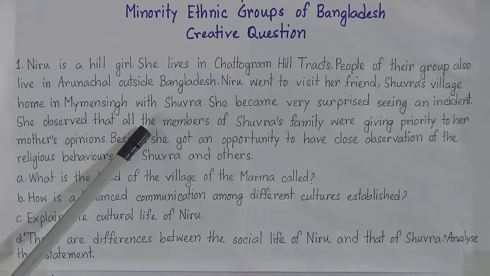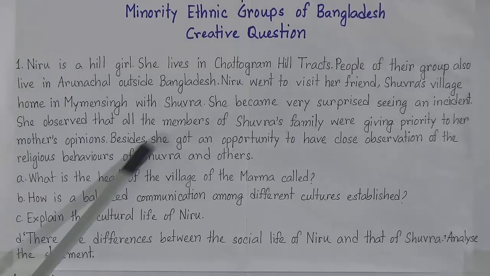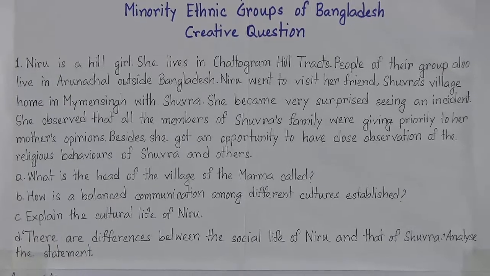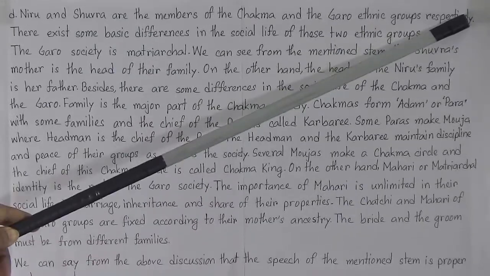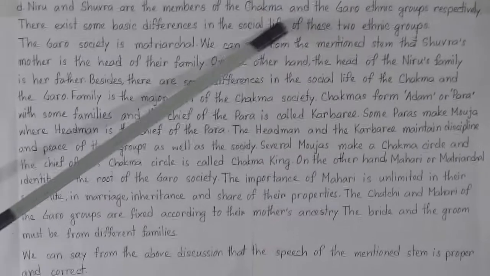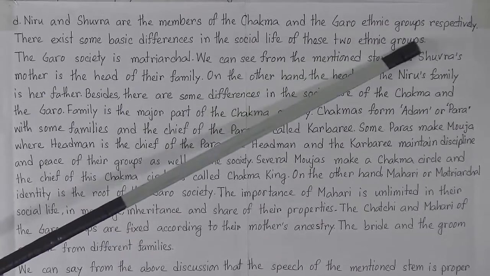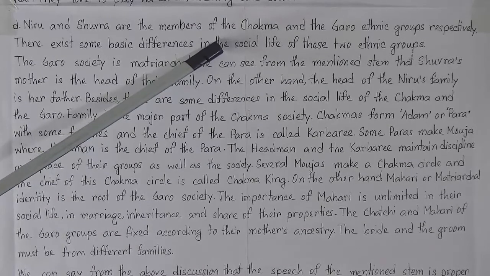So what do you think? Shubro belongs to the Garo ethnic group. So Nehru belongs to the Chakma ethnic group and Shubro belongs to the Garo ethnic group. So our answer is Nehru and Shubro are the members of the Chakma and the Garo ethnic groups respectively. And there exist some basic differences in the social life of these two ethnic groups. Of course, because they are two different ethnic groups.